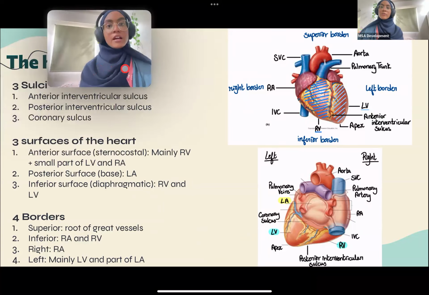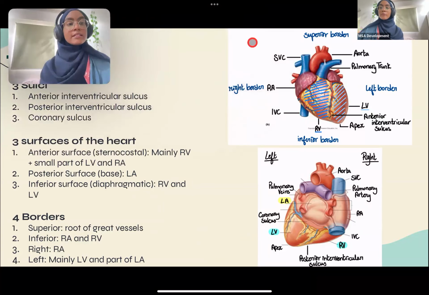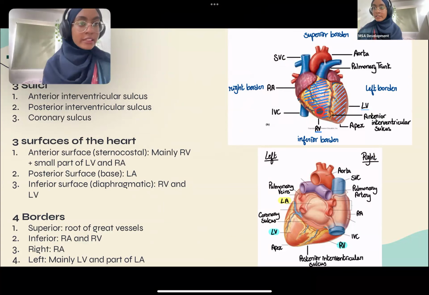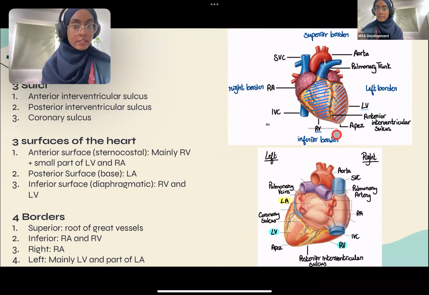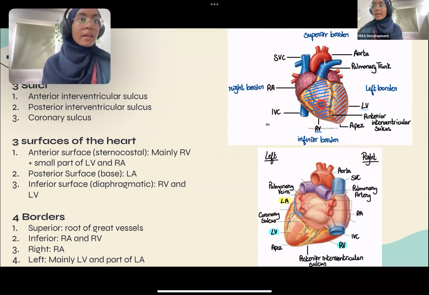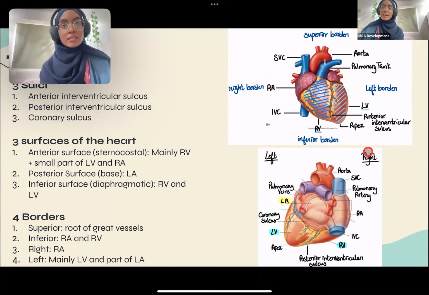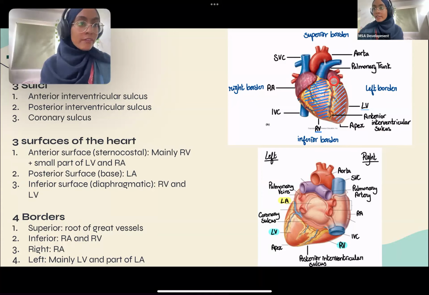Okay. Now, for the external features of the heart, let's start with the sulci. We have 3 main sulci. Anteriorly, now we're looking at the heart from the anterior aspect, right? Anteriorly, we have this sulcus, which is the anterior interventricular sulcus, okay? What is a sulcus anyway? A sulcus is basically a groove that has fat or the vessels run through it, okay? That's it. So anteriorly, we have the anterior interventricular sulcus.